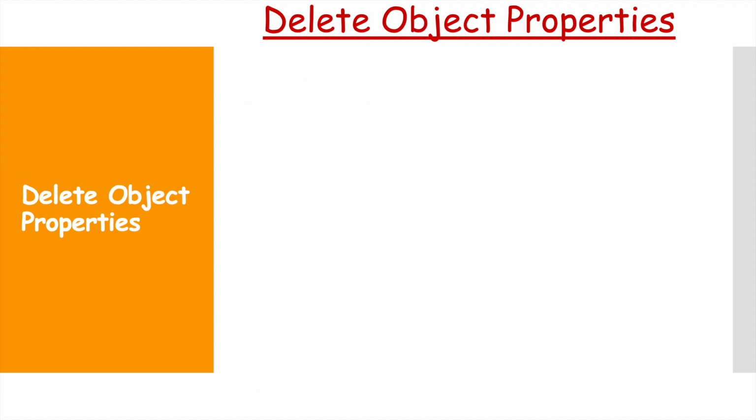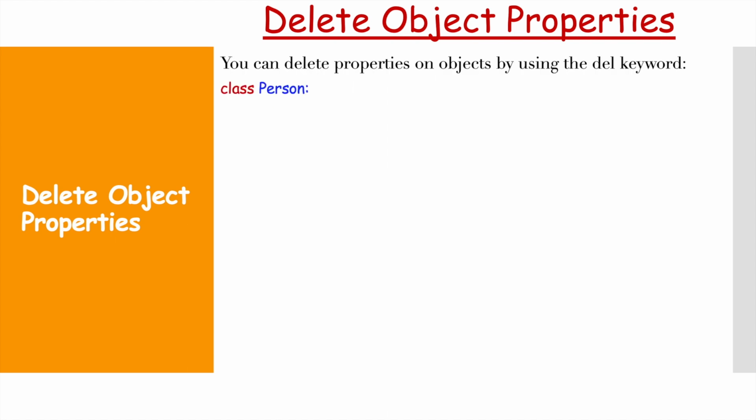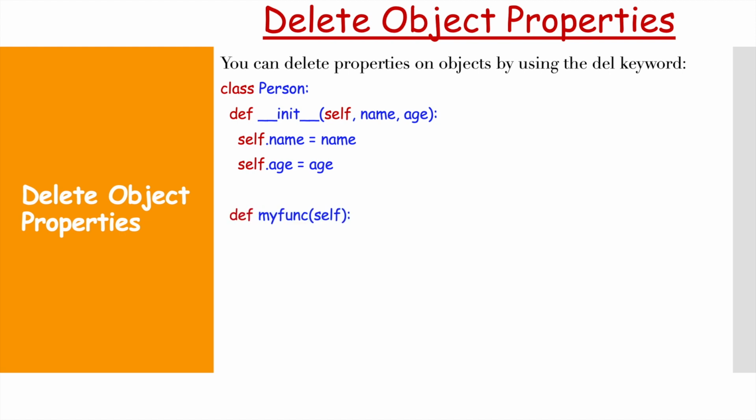Now let's see how to delete the object properties. So you have your class Person, and then you have your init method, with the self parameter by default, and it is expecting two arguments, name and age. It is initializing two variables, self.name equal to name and self.age equal to age. So these are the values which it is receiving when the object of the class is created. Then you have another method, my function, and it is printing hello my name is self.name. Now you're creating the object of this class, p1, by calling the class name Person and passing two values, John and 36. So the value of name and the value of age.